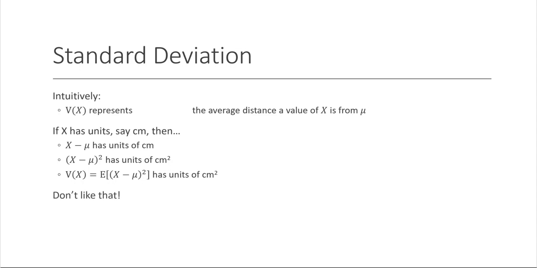We don't like that. So we introduce the standard deviation, which is just the square root of the variance. And when we take this into account, we should then think of variance intuitively as actually being the square of the average distance of a value of x from mu.